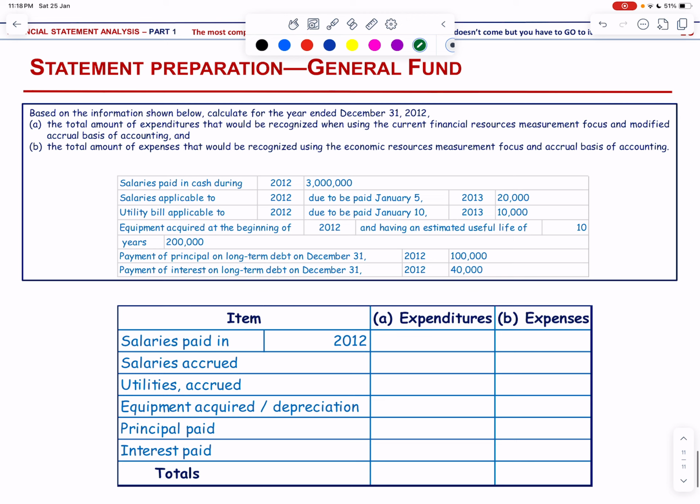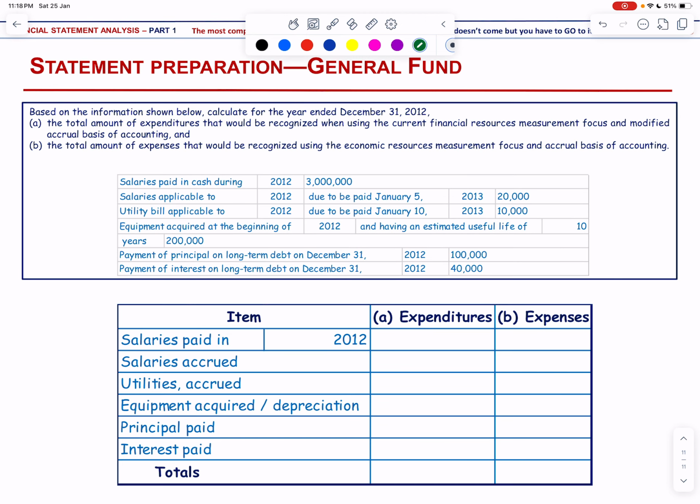Let us look into one more exercise, and this is on the difference between expenditures and expenses. Now, based on the information shown below, calculate for the year ended December 31, 2012, the total amount of expenditures that would be recognized when using the current financial resources measurement focus and modified accrual basis of accounting, and the total amount of expenses that would be recognized using the economic resources measurement focus and accrual basis of accounting.